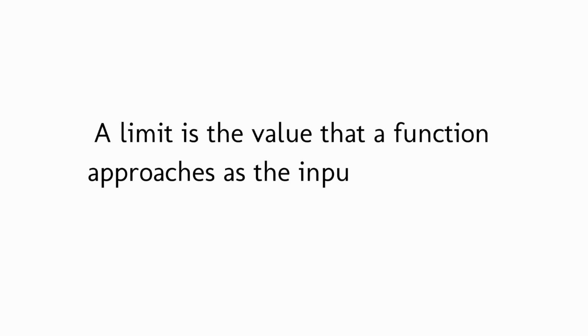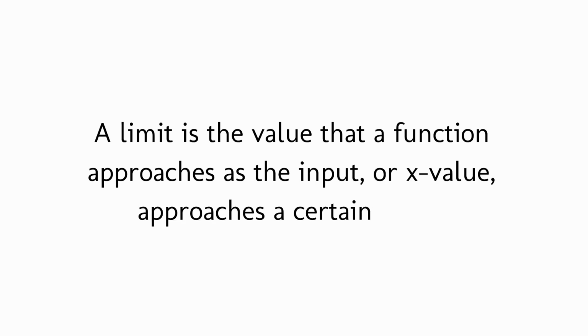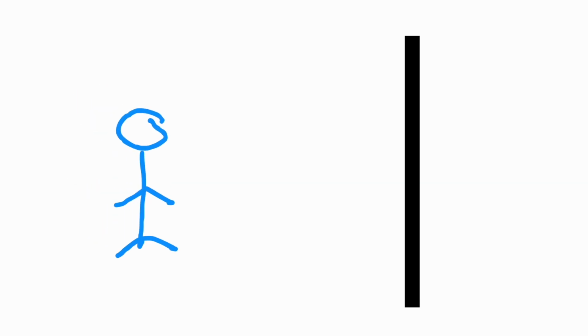Let's start with the basics. A limit is the value that a function approaches as the input, or x value, approaches a certain point. Think of it as what the function is trying to be as x gets closer and closer to a particular number. Imagine you're walking towards a wall. As you get closer, you can almost touch it, but there's always a tiny bit of space left. The limit is like the point where you'd finally touch the wall if you kept getting closer and closer.